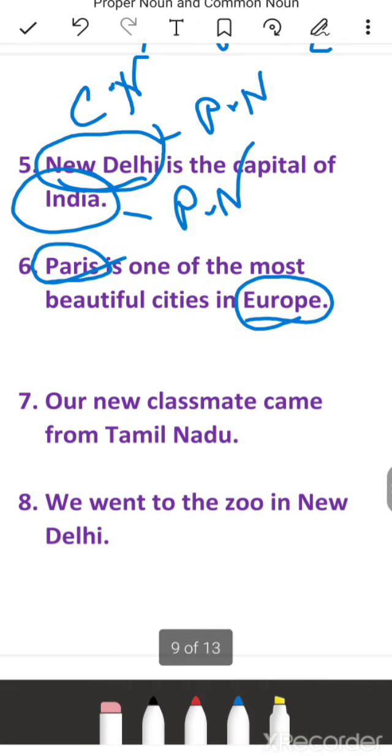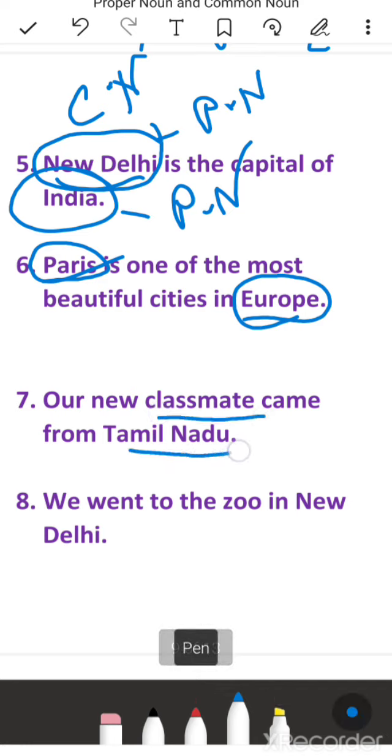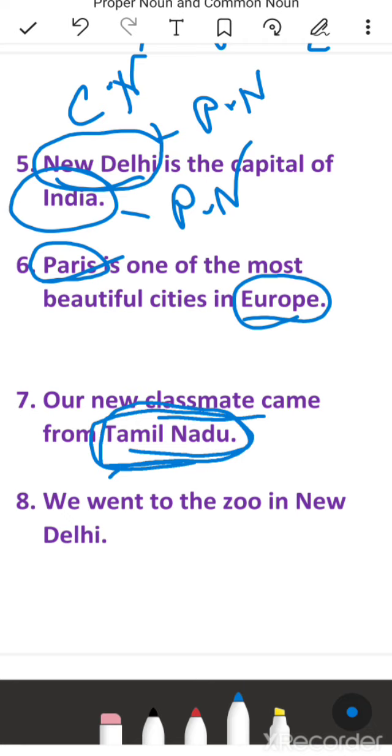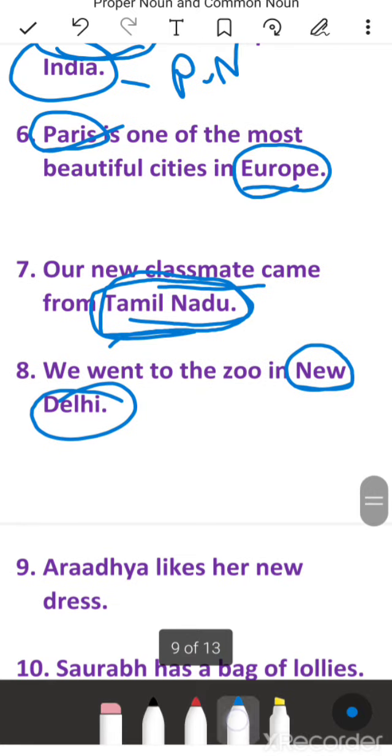Our new classmate: classmate is a common noun. Tamil Nadu is the name of a state. We cannot call West Bengal Tamil Nadu. We cannot call UP Tamil Nadu. We cannot call Bihar Tamil Nadu. That means it is a particular place, a particular state's name. We went to the zoo in New Delhi. Again, New Delhi, we can now understand. And zoo has no particular name given, so we can call it a common noun.